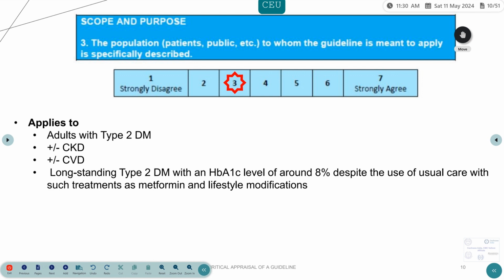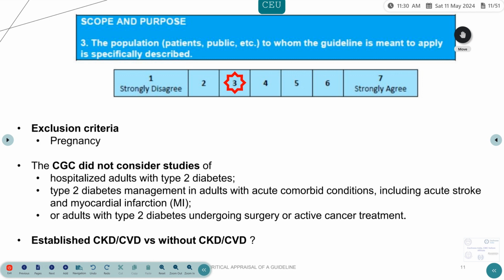So if you don't read the guideline clearly and appraise it, you might use it for anyone, even an HbA1c of 11, 12. It was not specifically mentioned, which is not clear in the guideline. Again, that is one reason why I have downgraded it. Also, there is no exclusion criteria as to whom you cannot use it. They have not mentioned anywhere who you cannot apply it to.